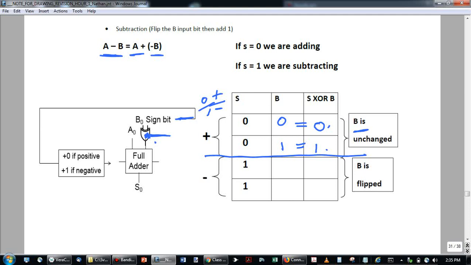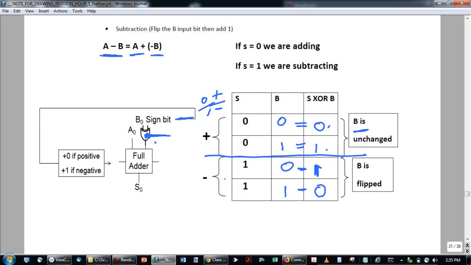On the other case, when S is 1, which means we're doing subtraction, we want the opposite. Remember, we flip the bits. So when B is 0 and S is 1, 1 XOR 0 is 1. When they're different, XOR is 1. When they're the same, XOR is 0. B was 0, now it's 1. Is it flipped? Cool. B was 1, now it's 0.